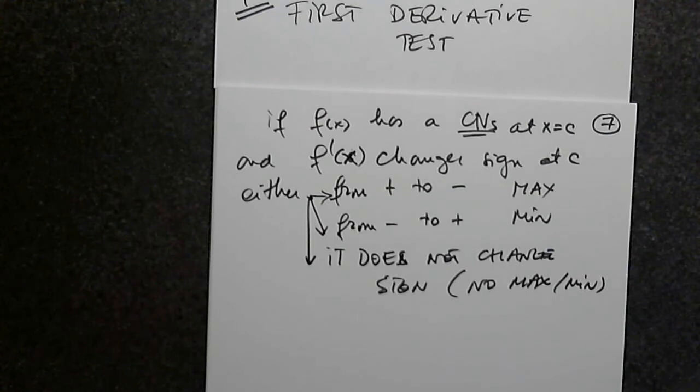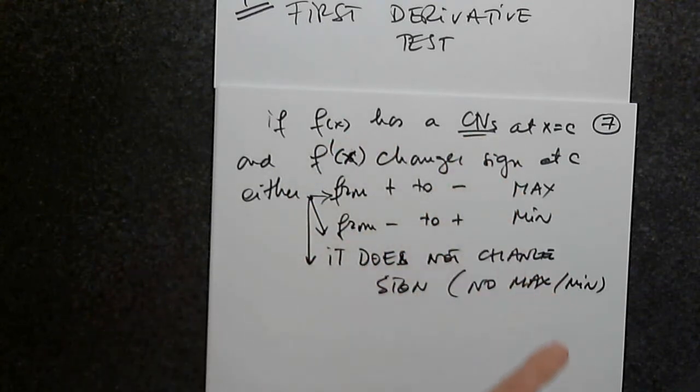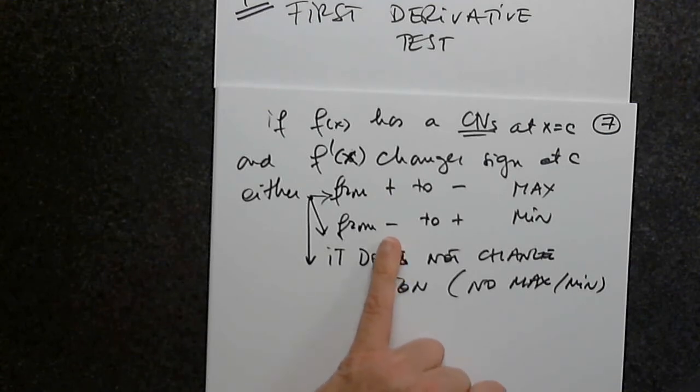So if f(x) has a critical number at x equals c, and the first derivative changes sign from positive to negative, or from negative to positive, there is a max and a min respectively, but if it does not change, no max or min. Also, a critical number comes from f' being 0 or from f' being undefined. It doesn't matter. If the first derivative changes sign from positive to negative, it has a maximum. It can be local or absolute, we don't know, but at least a relative maximum for sure, or from negative to positive, there is a minimum. That's the first derivative test. We already applied it last time.